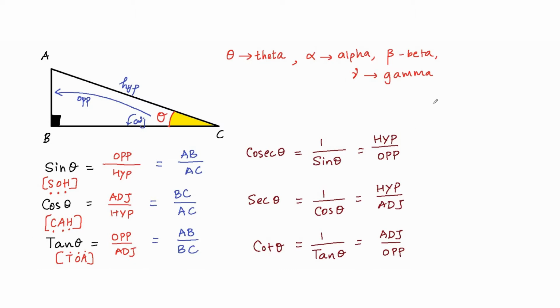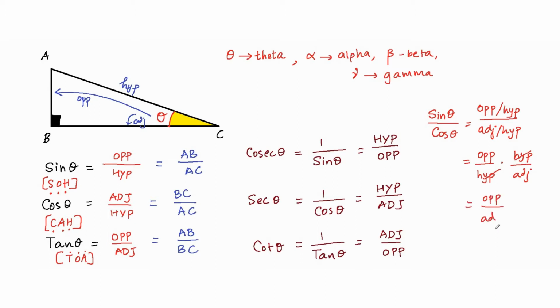Additionally, let me bring to your notice 2 important things. Let us find the ratio of sine theta upon cos theta. So sine theta is given by opposite upon hypotenuse and cos is given by adjacent upon hypotenuse. So if you divide these 2 ratios, you get opposite upon hypotenuse multiplied by hypotenuse upon adjacent. So hypotenuse cancels and you get opposite divided by adjacent. And opposite divided by adjacent is nothing but tan of that particular angle. So sine theta by cos theta is therefore tan theta.